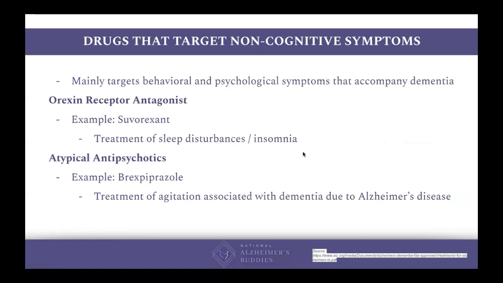Moving on to drugs that target non-cognitive symptoms. These mainly target the behavioral and psychological symptoms that are very characteristic in dementia, which we saw earlier when we were discussing the signs and symptoms. Orexin receptor antagonists help with the treatment of sleep disturbances or insomnia, which is again very characteristic of Alzheimer's. Atypical antipsychotics are also used to treat the agitation that is usually characteristic in Alzheimer's disease.